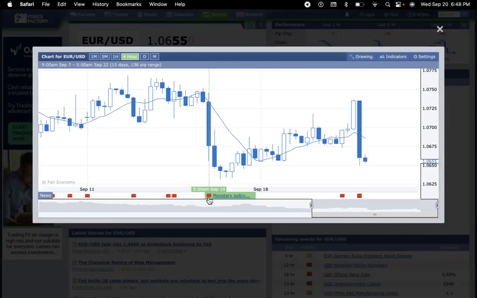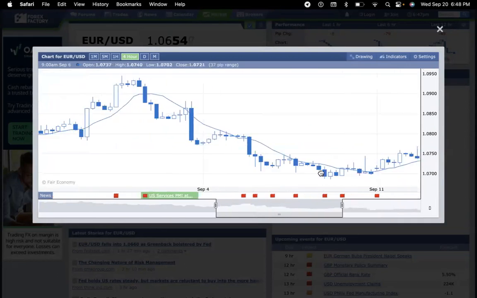So we can see here on September 14th at 5 a.m., some news came out about a monetary policy, and then we can see that this was a huge red candle. So that high impact news actually led to the market selling. Here's another example of news that came out at 5 a.m. on September 20th. This was the Federal Reserve news. And we can see again, this was another red candle.